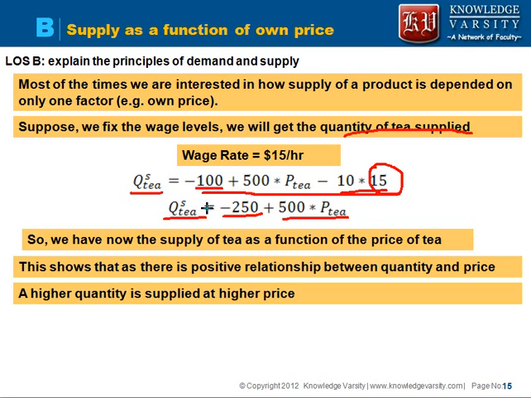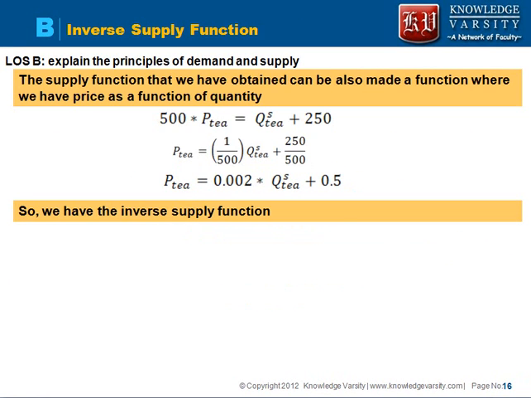So supply will depend on the price of tea as the only factor. Now we see that the supply of tea is positively related to the price of tea. As the price increases, the quantity supplied will increase, correct. Please note that this was the supply function.